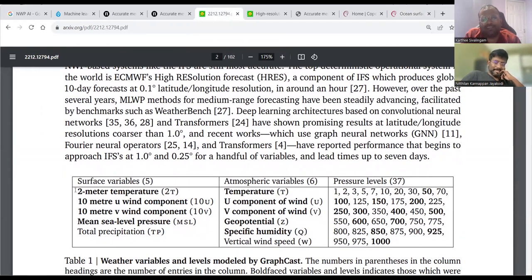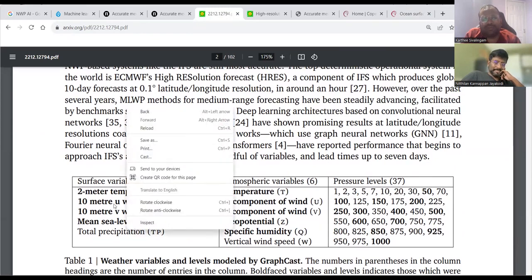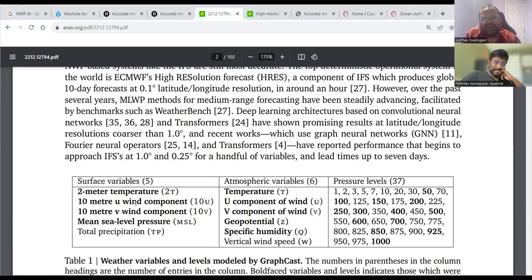For example, they're looking at only 5 variables: 2 meter temperature, 10 meter U wind component, V wind component, mean sea level pressure, total precipitation. As I said, there are a lot of variables, and they're looking at only 5 surface variables, similarly 6 atmospheric variables, and similarly pressure levels.